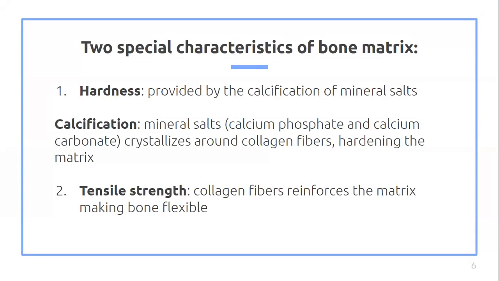All right, I mentioned that bone is very special, and here are 2 special characteristics. One is hardness. This is provided by the calcification of mineral salts. Calcification is when mineral salts such as calcium phosphate and calcium carbonate crystallize around the collagen fibers in the matrix, which hardens everything together. As I mentioned before, you won't find that anywhere else in the body. It's only specific to the bone.